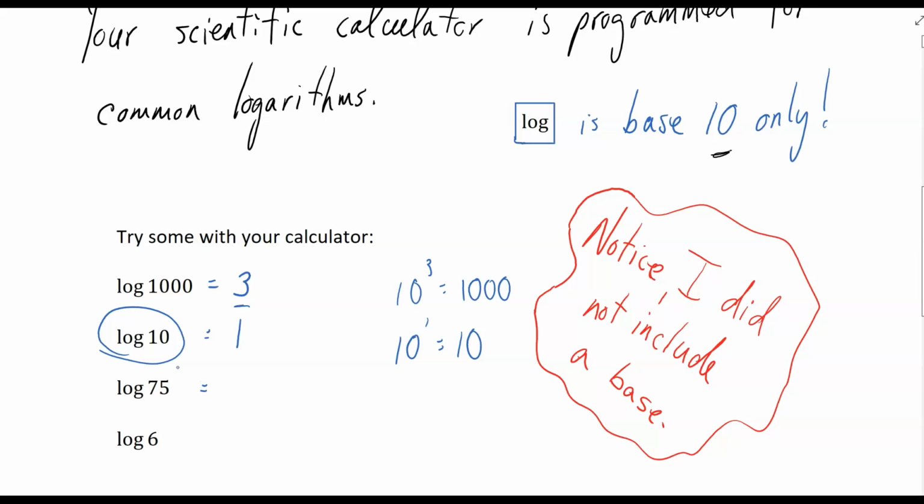Now, log 75 will be somewhere between, what do you think? If log 10 is 1 and log 100 is 2, then it's somewhere between 1 and 2. So type in log 75 and you'll see 1.875. There are more decimal places there, but I'll write it down to those 3. And log 6, 0.778. And there are more decimal places for that as well. We'll just write them down that far.